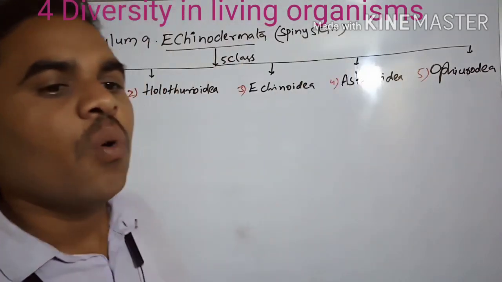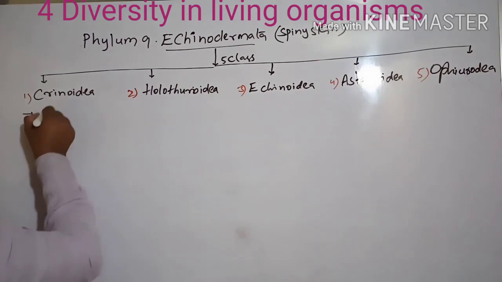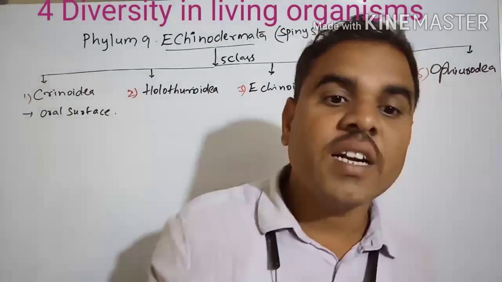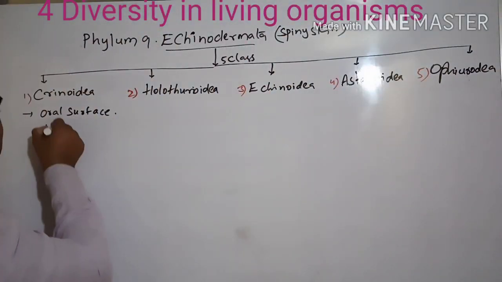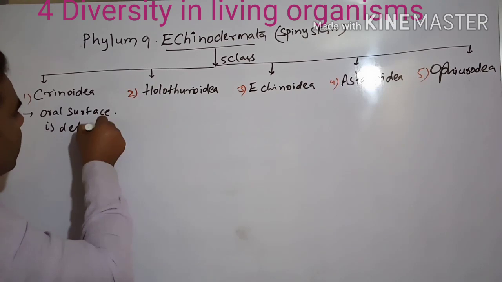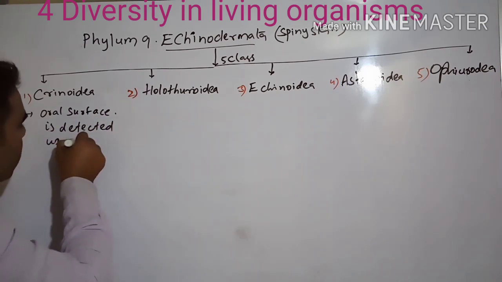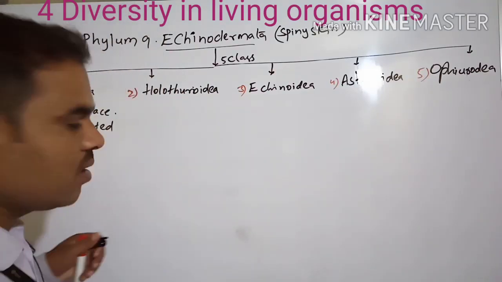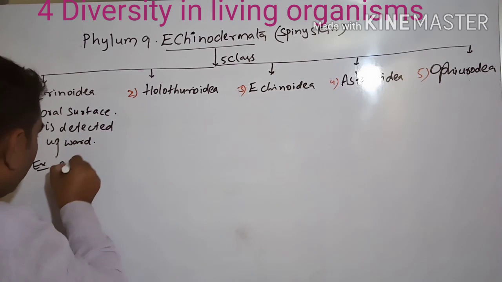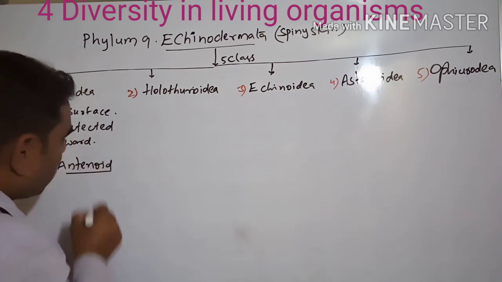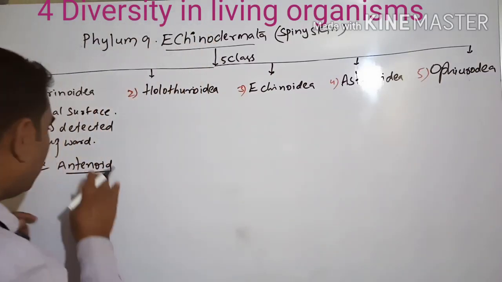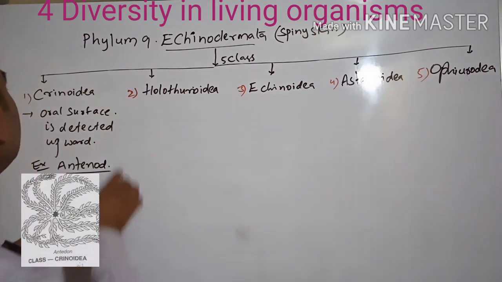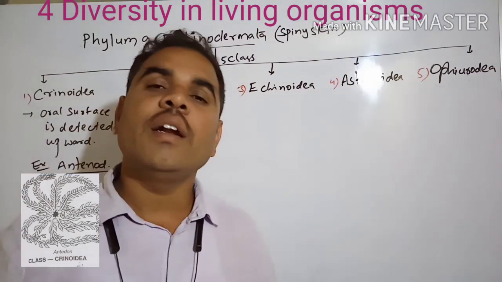First, Crinoidea: the oral surface is directed upward. Example is the sea lily, where the oral surface is directed upward.